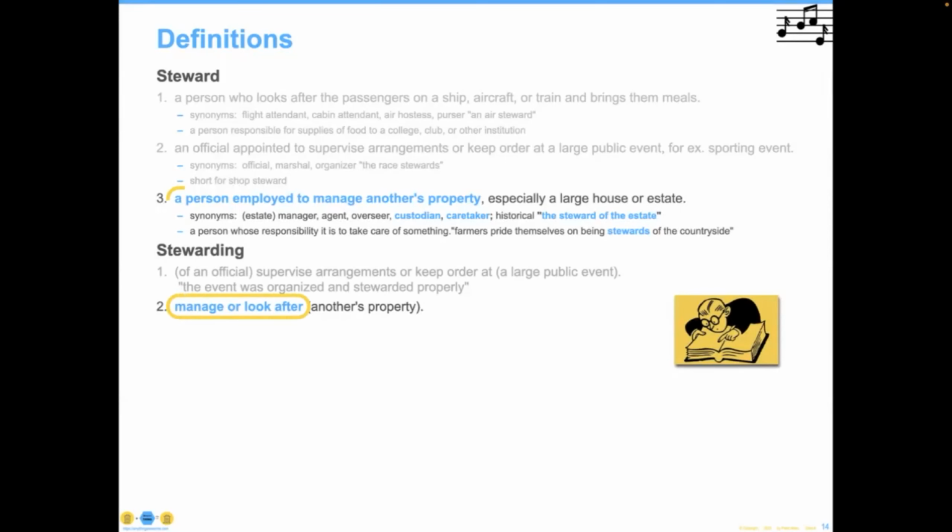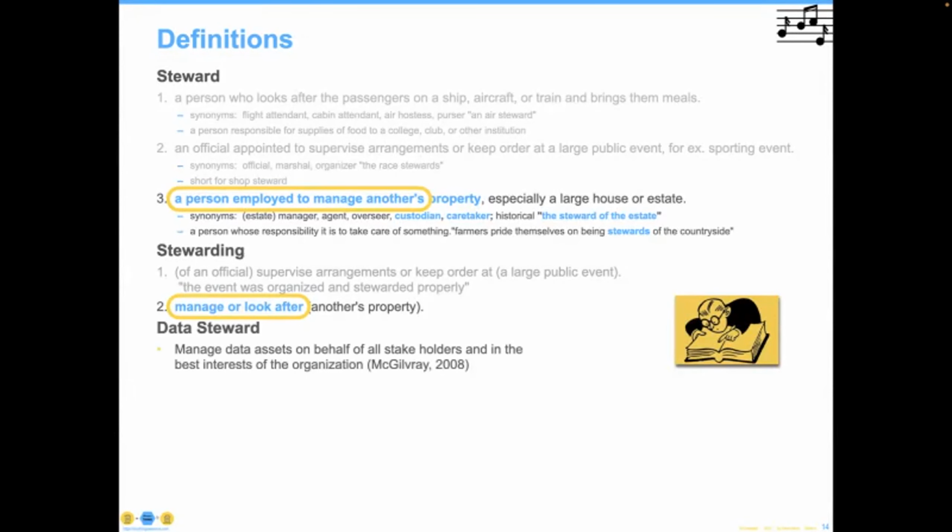And if we look at this manage and look after in a person who's employed, we can see there's a job classification that we need to have called a data steward that manages the data assets on behalf of the stakeholders and in the best interests of the organization. Something very clear to be precise about. You probably don't have the resources right now to do everything. So your data steward should have a limited scope, and you should find out what the effectiveness of the data steward can be given that.